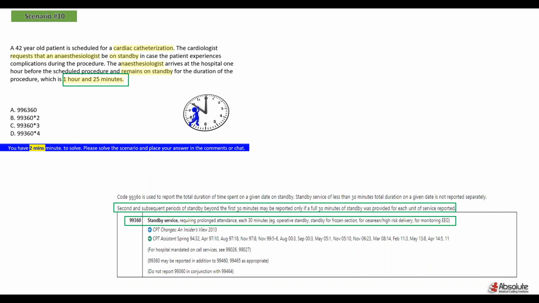So we have 85 minutes here, right? For the first 30 minutes, it would be 99360. And for the second 30 minutes, it would be 99360 one more time, for a total of 99360 quantity 2. And for the third period, we can't code it because it's not completing 30 minutes, it's just 25 minutes. So it is short by 5 minutes, and we won't be coding it. So the correct answer is going to be 99360 times 2.